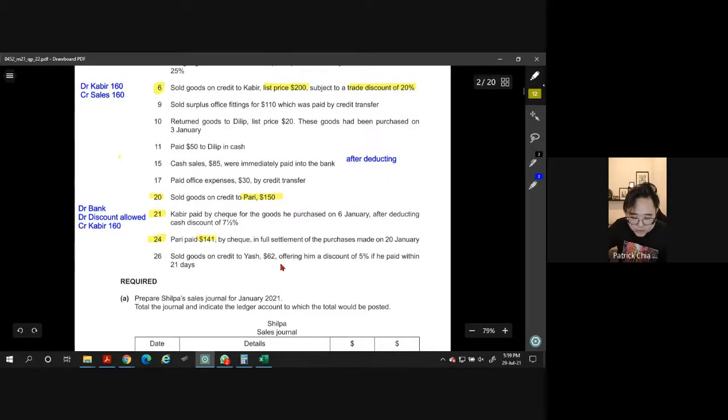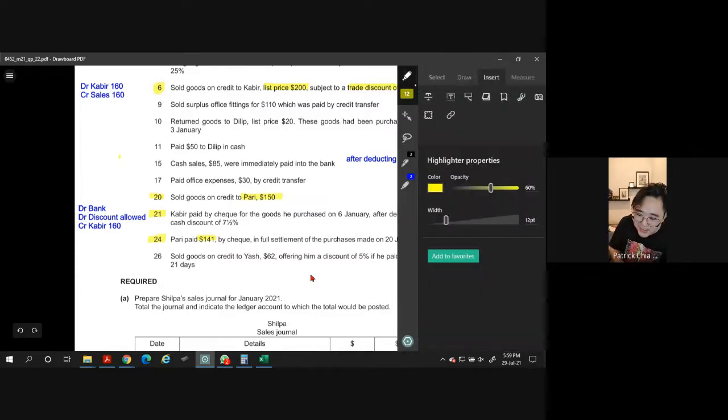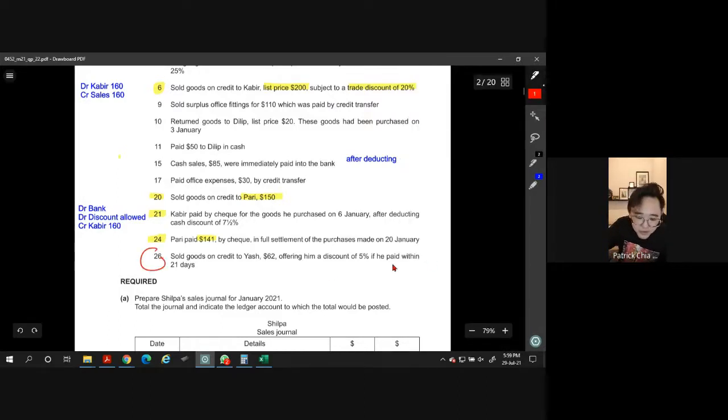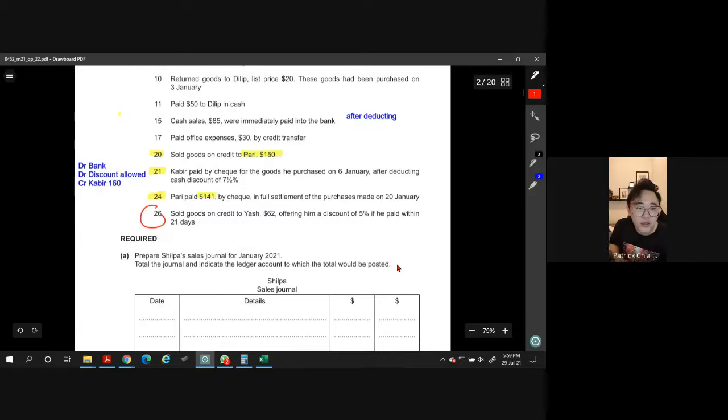So on 26, sold goods on credit to Yash 62, offering him a discount of 5% if he paid within 21 days. What do you think 26 is? Do we need to record 26 in our cash book? Sold goods on credit to Yash 62, offering him a discount of 5% if he paid within 21 days. Do we need to record this? No need.